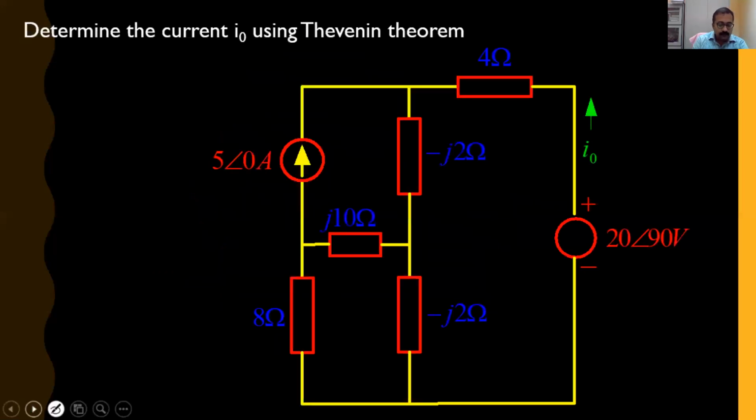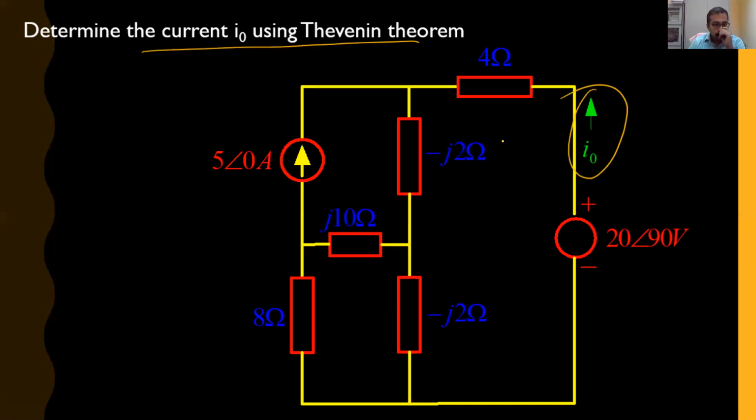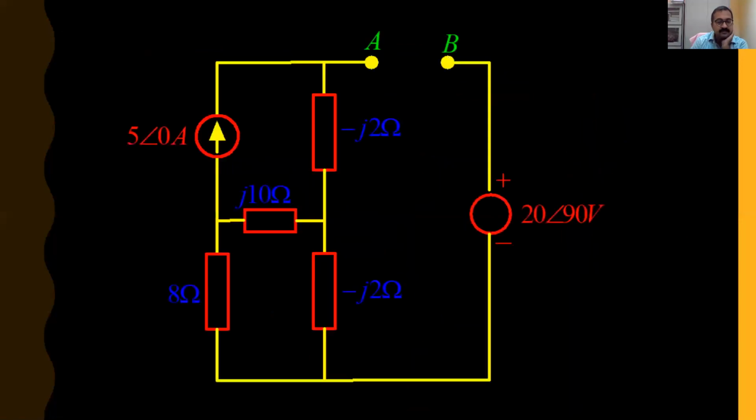One more example. Determine the current I0 using Thevenin's theorem. Where is I0? I0 is here, so that means the current through the 4 ohm. So what's the first step? You remove the 4 ohm and mark the points A and B like this.